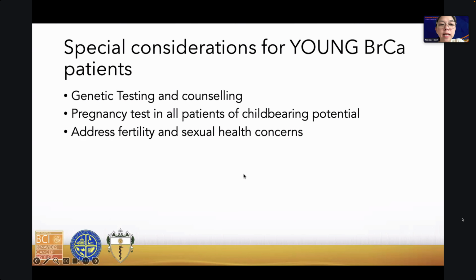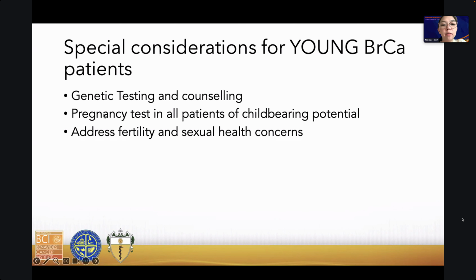Next, nowadays we get a lot of young breast cancer patients in their 30s, 20s. So there are special considerations for young breast cancer patients. So any patient diagnosed, when we say young, that's 40 and below. So genetic testing and counseling is important. So we have to actually discuss this with the patient, give them referrals for genetic counseling, and they can actually even get free BRCA1 and 2 testing.